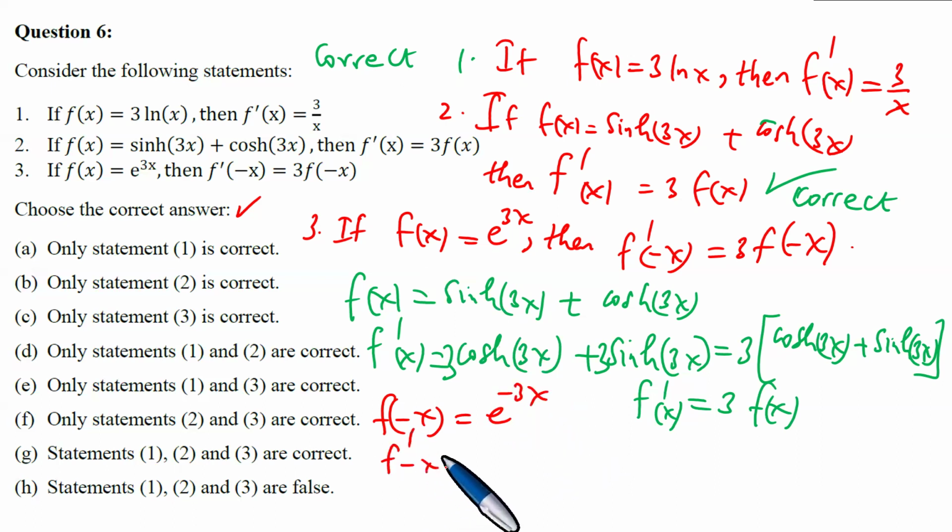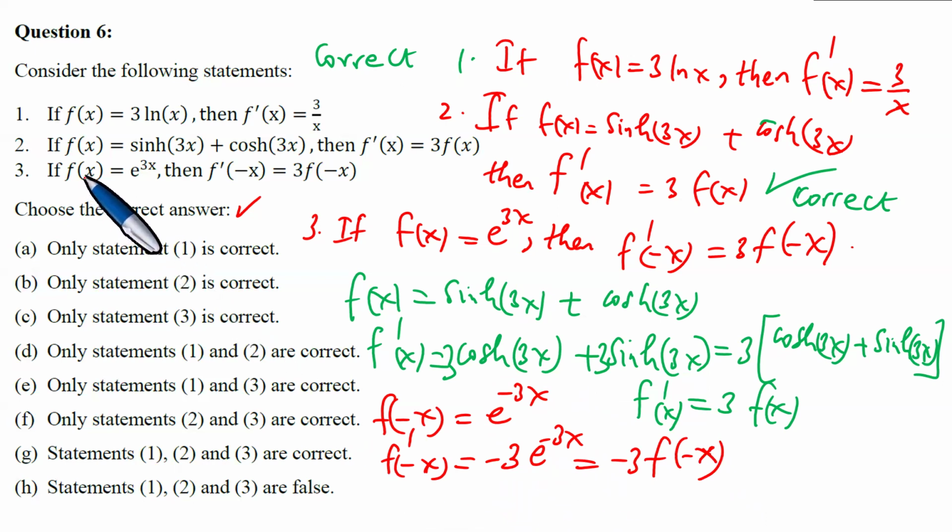f prime of minus x is actually minus 3e to the power minus 3x. Because if you have f of x is this one, the derivative is e remains e, and you multiply by the derivative of minus 3x, which is minus 3. Then you continue to say, what is e to the power minus 3x? It becomes f of minus x, because f of minus x is e to the power minus 3x. What is the answer, therefore, to this particular expression here?